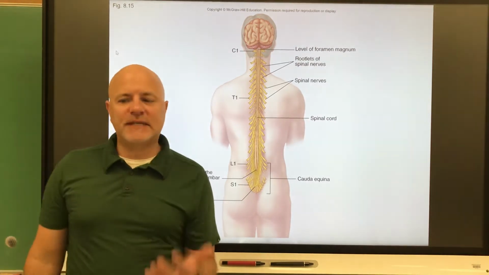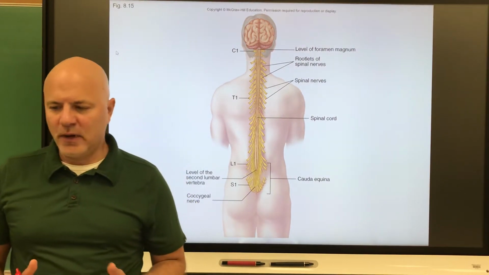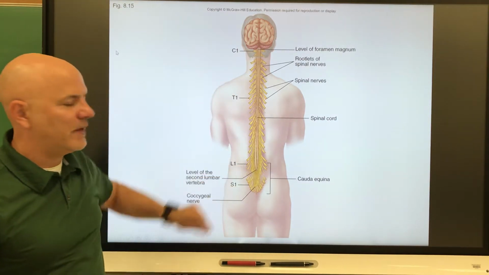All right, let's look into the central nervous system. And so we're going to start off the central nervous system looking at the spinal cord. So let's look at the structure of the spinal cord. So here's the spinal cord there.